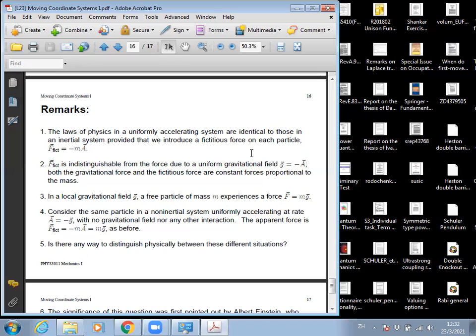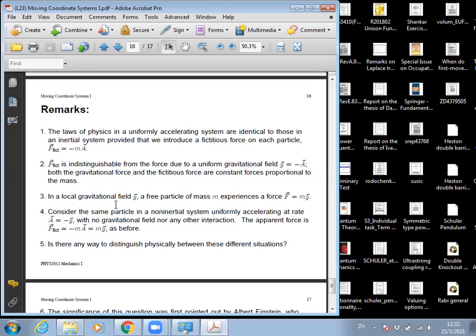All right? In a local gravitational field, a free particle of mass m experiences a force equal to mg. Consider the same particle in a non-inertial frame, uniformly accelerating at rate a, with no gravitational field, nor any other interaction. The apparent force is the fictitious force, which is equal to mg, right?